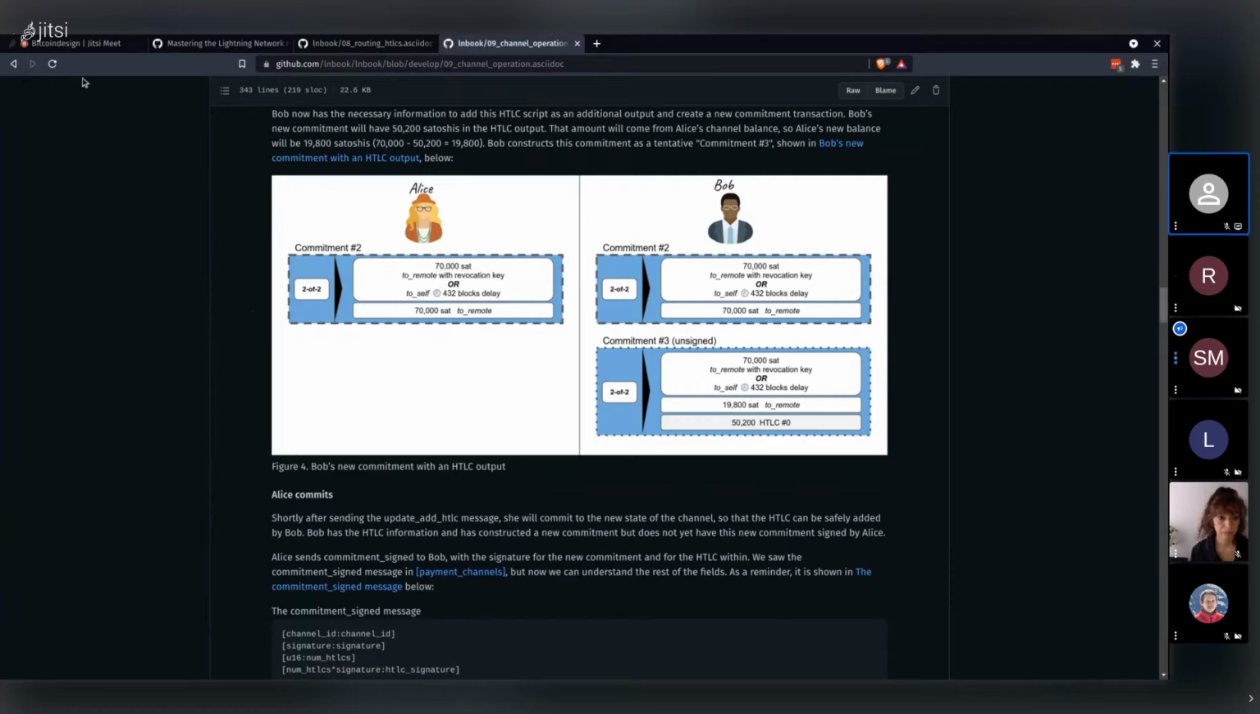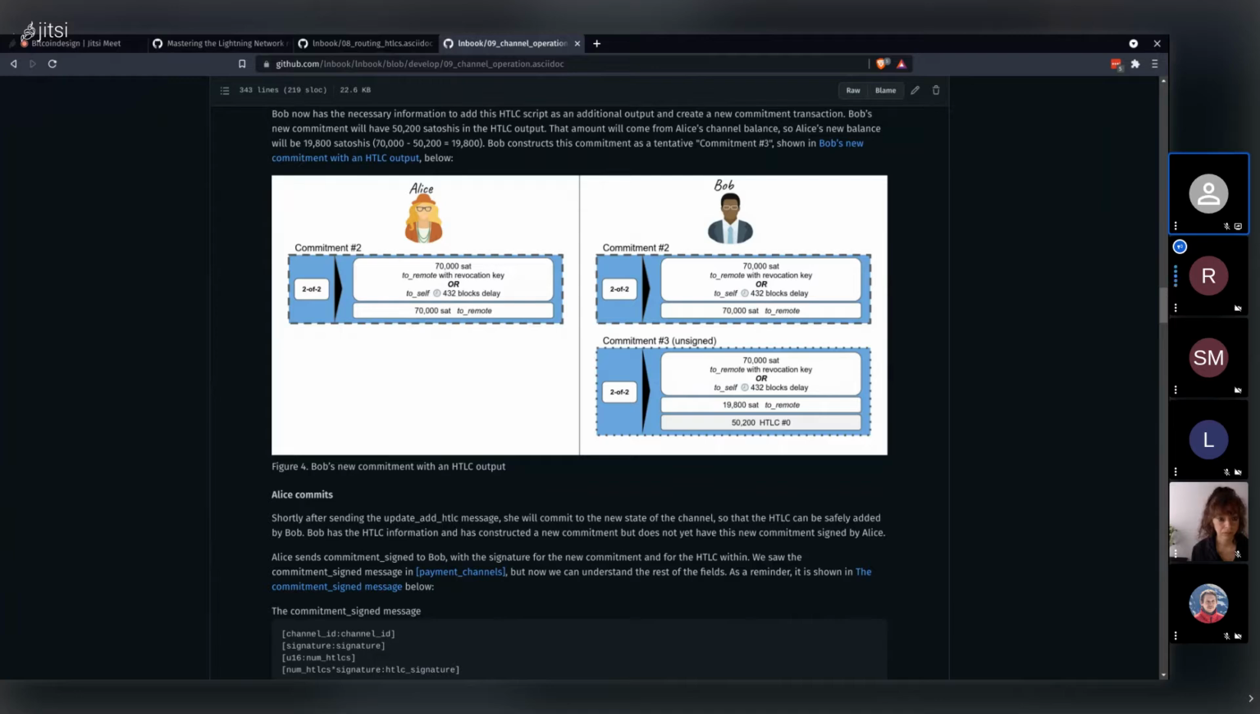Yeah, I guess what was confusing to me is I understand in this diagram for that commitment number 3, the 19,800 plus the 5,200 equal 70,000. Like we know that the 2 of 2 input was 70,000. So that's what we have to subdivide here. But then no, actually the 2 of 2 input is 140,000. It's the sum of Bob's 70,000 plus Alice's 70,000.